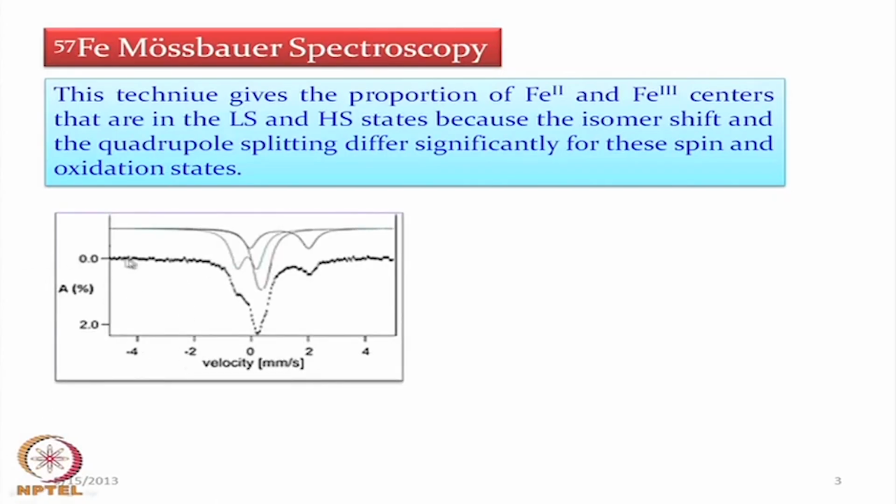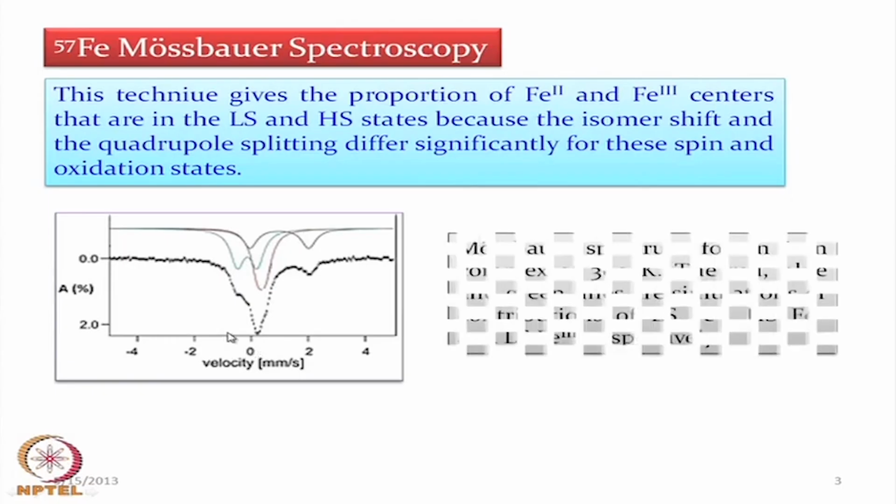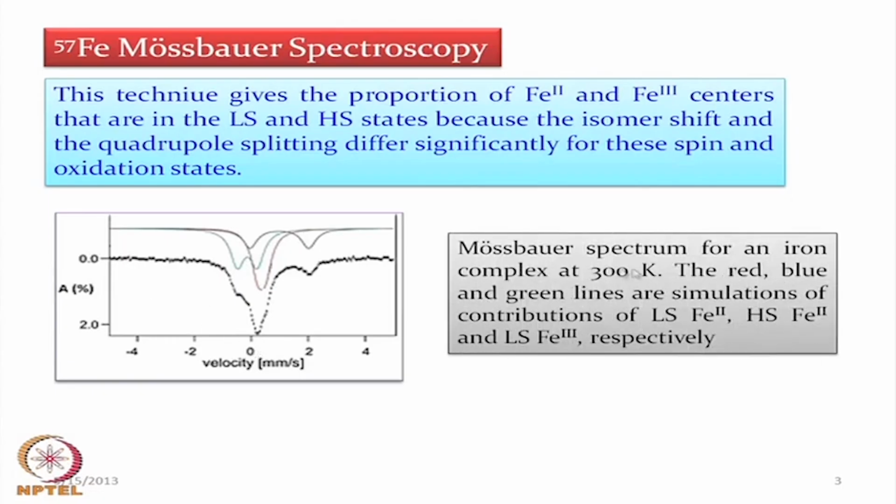So, this is the overall spectrum, and these were the corresponding simulated ones. That means we have basically 1, 2, 3 spectra within this particular overall spectrum, and this is the corresponding Mossbauer spectrum of an iron compound. So, this black dotted one, and the red, blue and green lines are the corresponding three components. So, we can basically simulate the entire spectrum for the individual components.